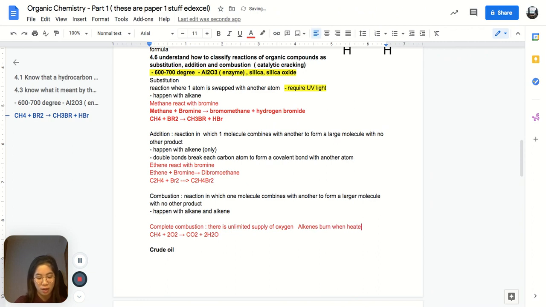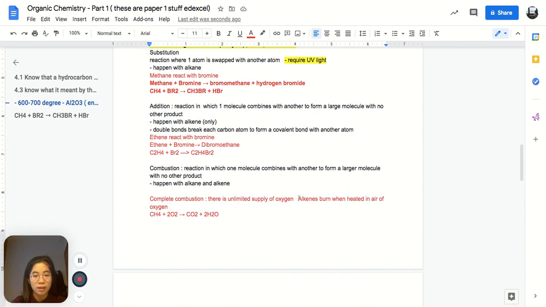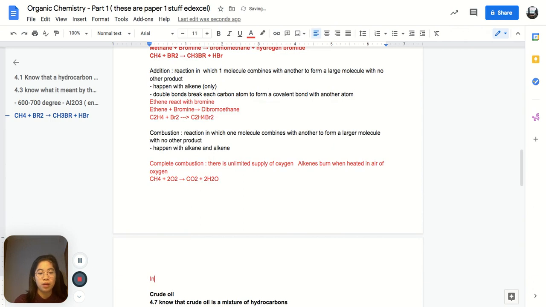Alkane burns when heated in air or oxygen. So this is basically alkane burning when heated in air or oxygen, and this is one of the famous examples of complete combustion, and this is what is happening in this chemical equation. And it will give off carbon dioxide, guys. It will give off carbon dioxide. And you will see the difference when I talk about incomplete combustion now.